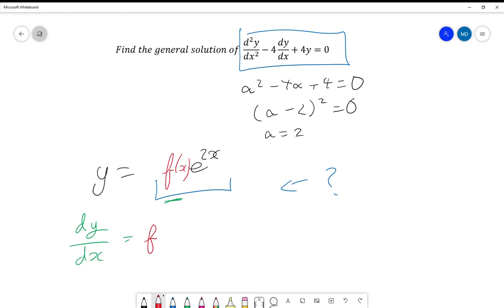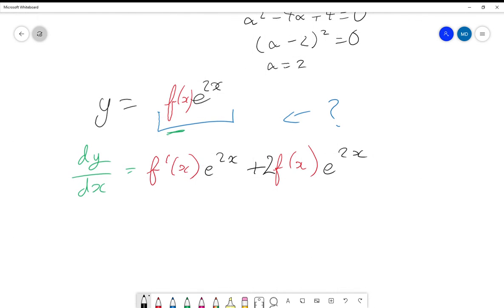So we get f dash of x e to the 2x, and then the other way around, plus f of x multiplied by 2e to the 2x. Or I can write that with the 2 in front, plus 2 lots of e to the 2x. And then I can find out d2y by dx squared by just differentiating again.